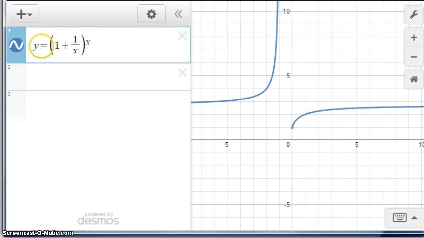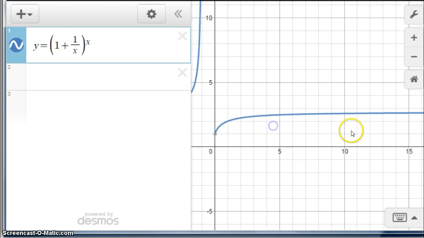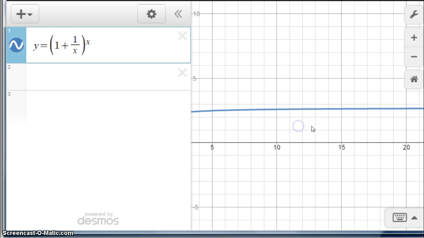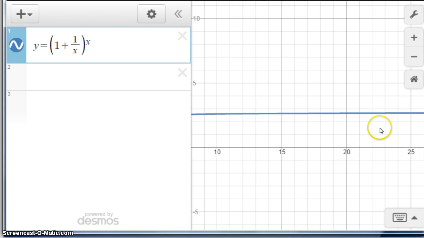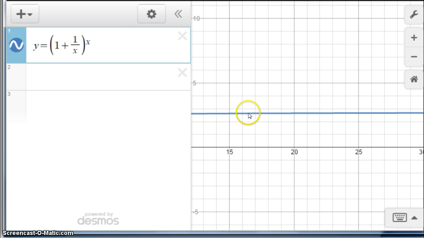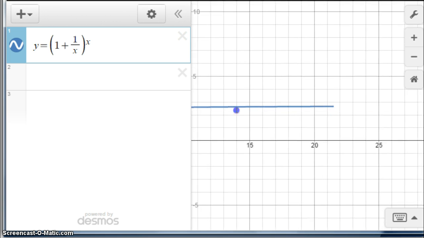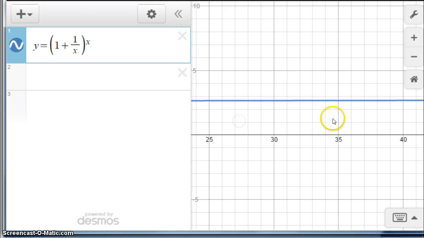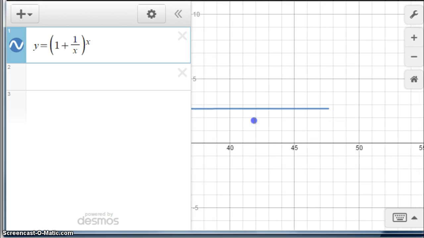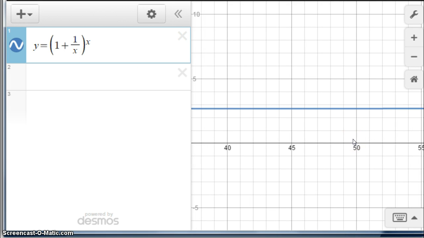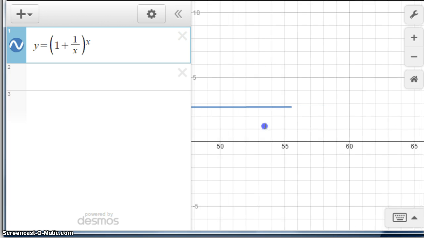I'll graph y equals 1 plus 1 over x, to the x power. So this is a function. If x approaches infinity, that means you plug in a really large number for x, and the graph approaches a certain number. See how the graph goes almost into a straight line here. That means there's an asymptote here, which the graph approaches infinitely but never touches.